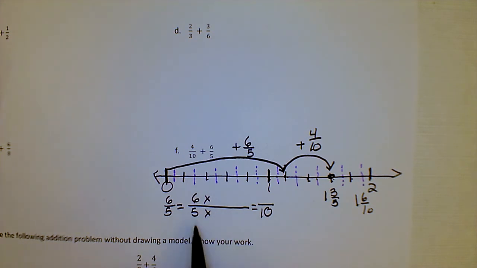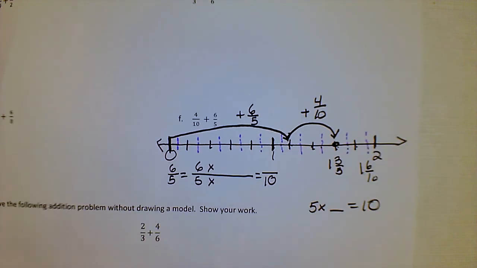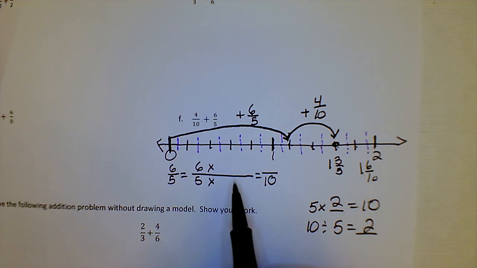And then what I have to say to myself is, 5 times what number gets me to 10? And we always like to do it like this to remind ourselves. Or the other way to do that is to say, I'm just going to slide this up a little bit, is to say 10 divided by 5 is going to give me that missing number. And that's going to be a 2. So I know I need to put a 2 in my denominator.